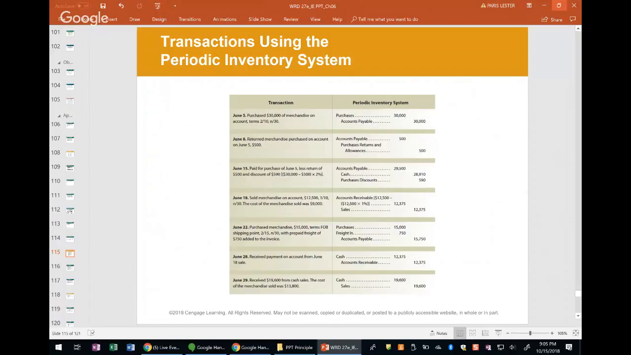All right. So that is perpetual and periodic. I just wanted you to look at it, and hopefully you do have some journal entries. Ryan, do you know if those were journal entries on Cengage or not for periodic?